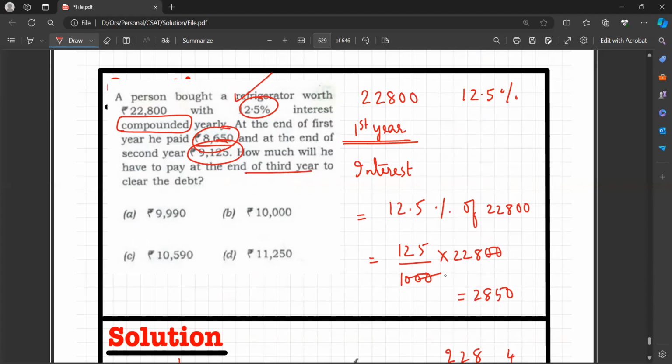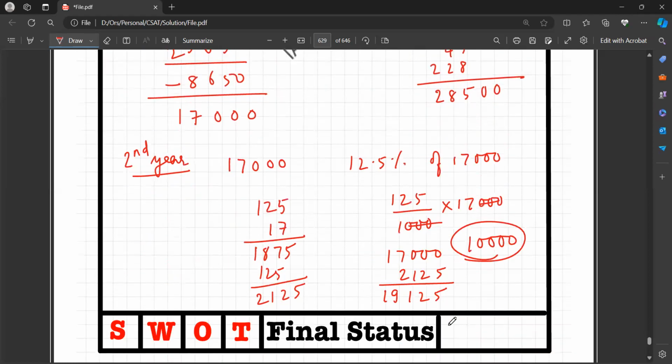So at the end of the third year, the person will pay extra of 1250. ऊपर 10,000 total amount था. So 10,000 plus 1250 will be 11,250. So the answer would be D. Got it? Let us proceed to the next problem.